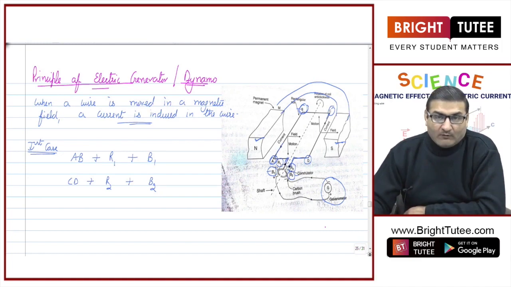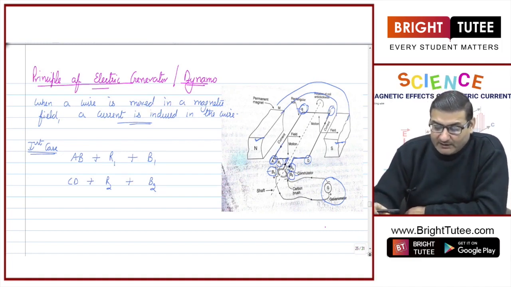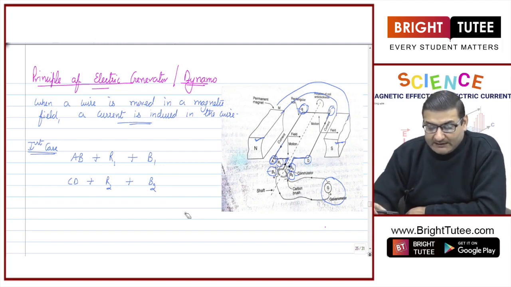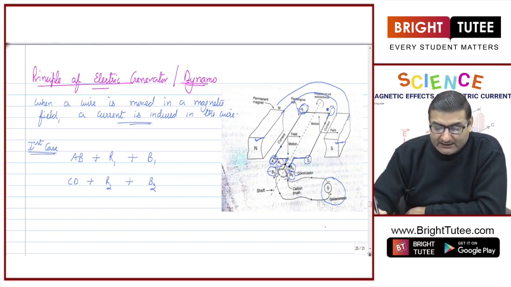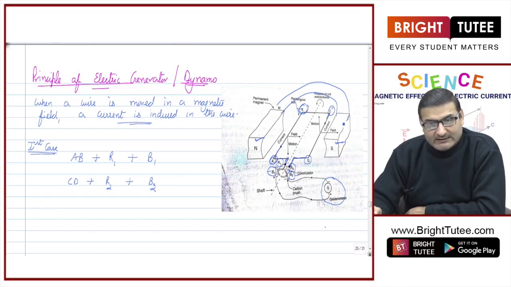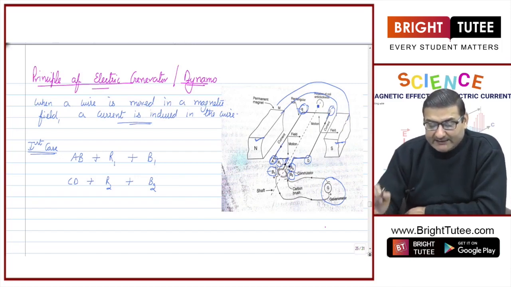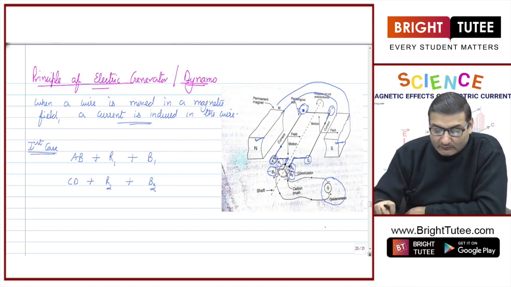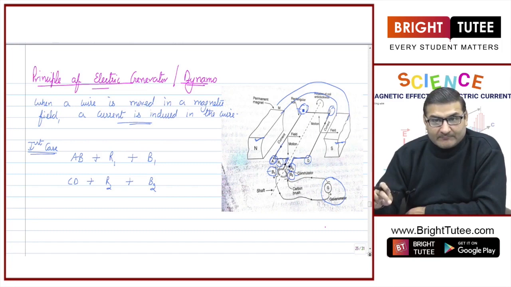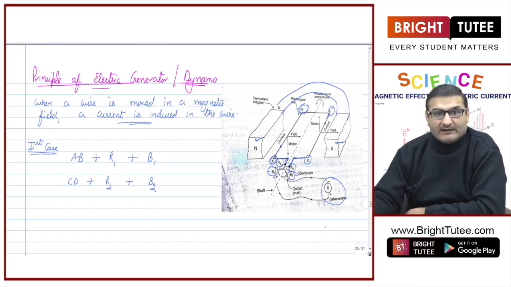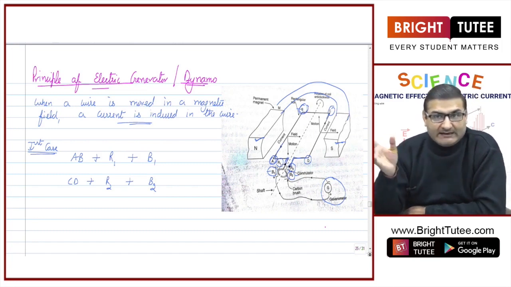Got it? Now, what we will do is rotate this particular coil. When I rotate the coil, I can do it anti-clockwise or clockwise, my wish. I am doing it anti-clockwise, meaning this AB side is going in the downward direction and the CD side is coming in the upward direction. Now, please try to relate with my hand movement.